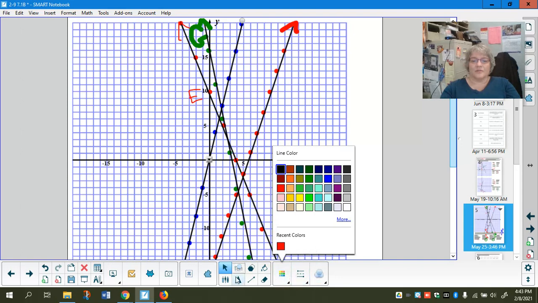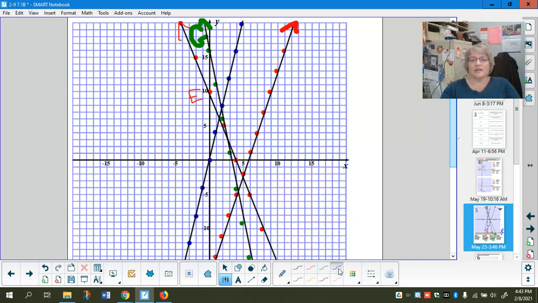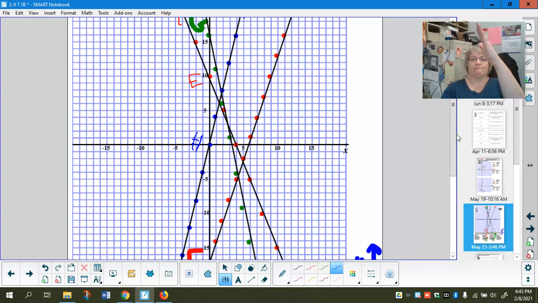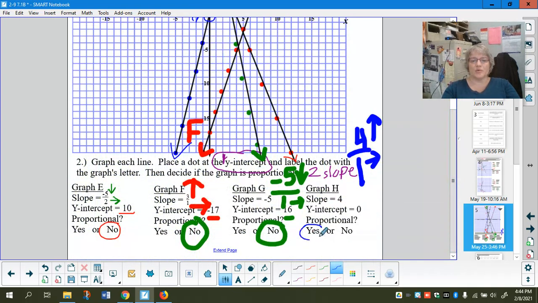All right, so now let me put my arrows on the end and label it. So this one was graph H. That looks better. Okay, and arrow on the end. And it is going uphill, the positive direction, because it has a positive slope. The y-intercept is 0. Is it proportional? Is it a straight line? Yes. Okay. Does it hit 0, 0? Yes, finally we have one that hits at 0, 0. Woo, it is proportional.